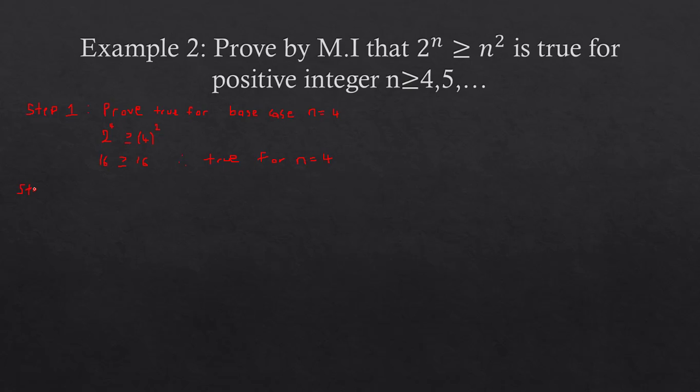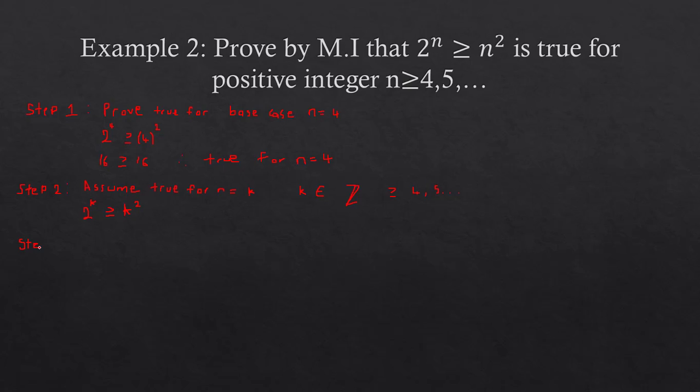So now for step 2, we have our assumption, and we're going to assume true for n equals k, where we have k's in our set of integers greater than or equal to 4. So we have 2^k is greater than or equal to k raised to the 2.